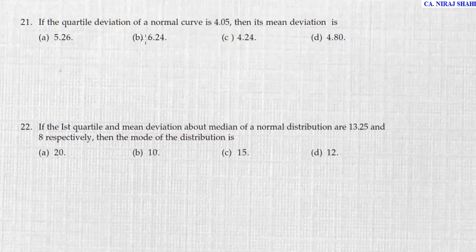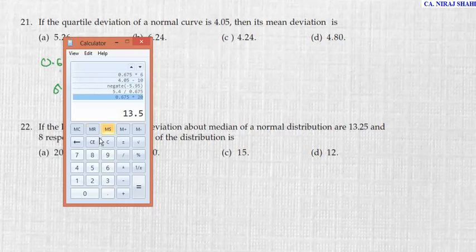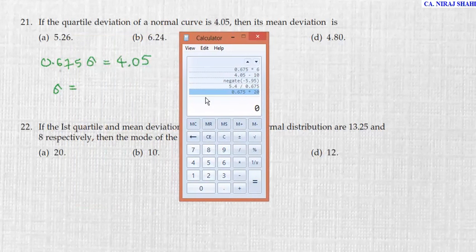If the quartile deviation of a normal curve is 4.05, then its mean deviation is. Now the formula of quartile deviation is 0.675 into sigma, which is given as 4.05 to us. Then we can definitely find out the sigma here. It is 4.05 divided by 0.675, which is equal to 6.